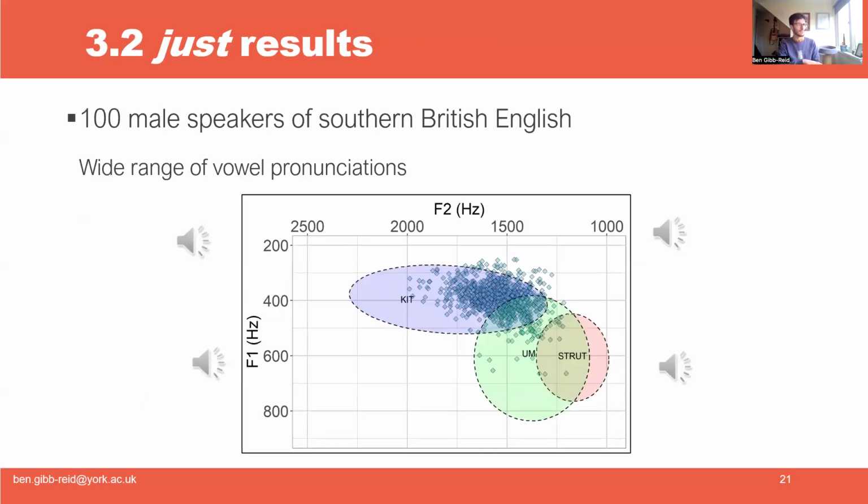So we'll see. So out of my 100 male speakers, I had a wide range of vowel pronunciations. So here we have all the just tokens represented by little blue diamonds, and they're overlapping with generally where the speakers are producing kit, a little bit with where speakers produce and a very slight amount with strut. So I'm going to play a couple of these to show you the range of pronunciations. Hoping this is going to play through.